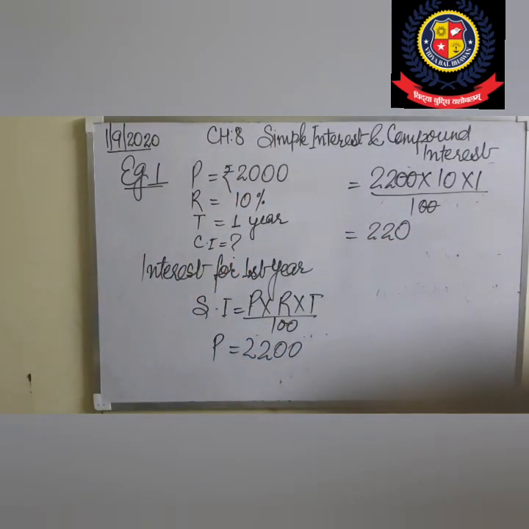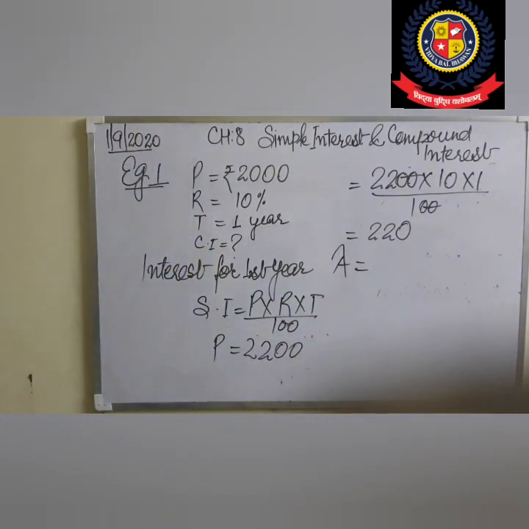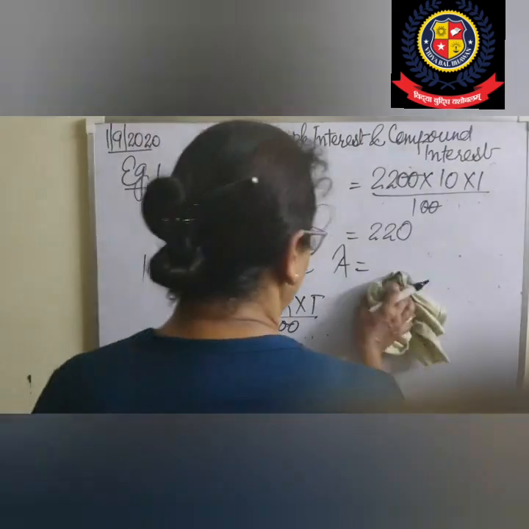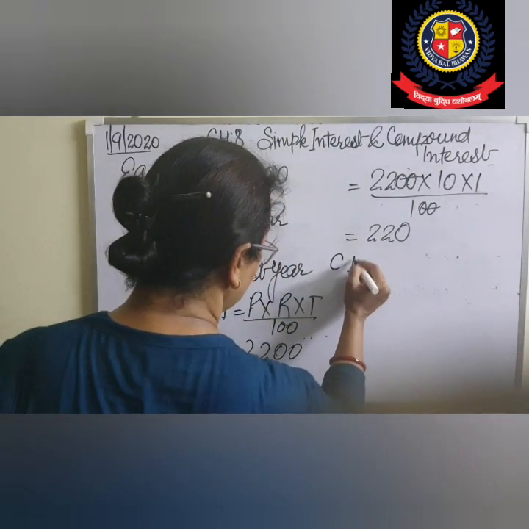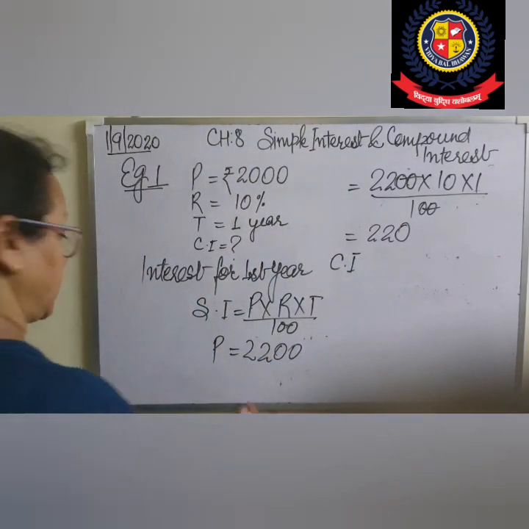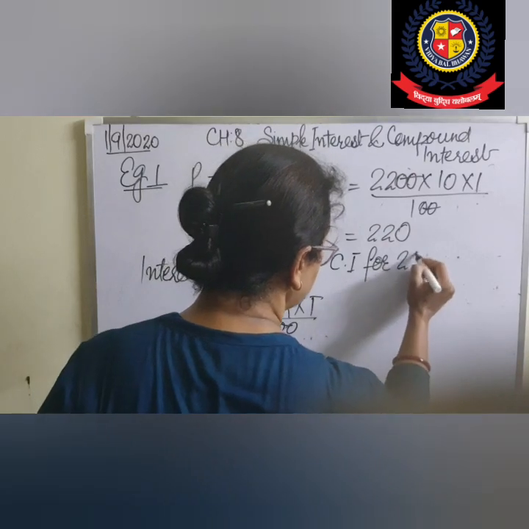Now we will find out the amount. What will we do? Amount is equal to, need to find out amount. They are saying compound interest for 2 years. First year, what will it be? Compound interest. We are going to find out compound interest for 2 years.